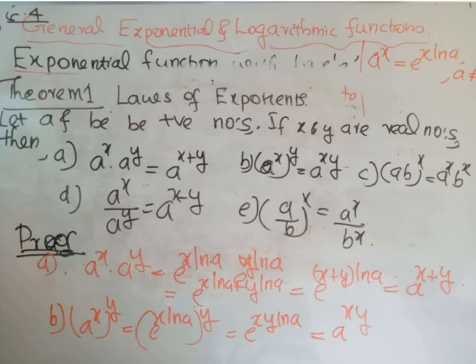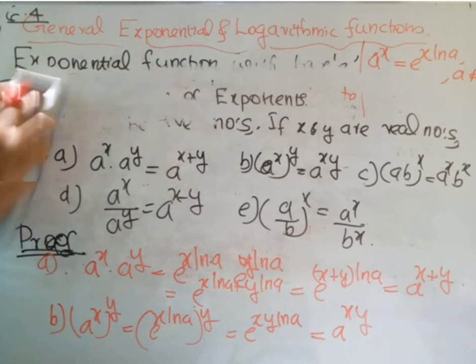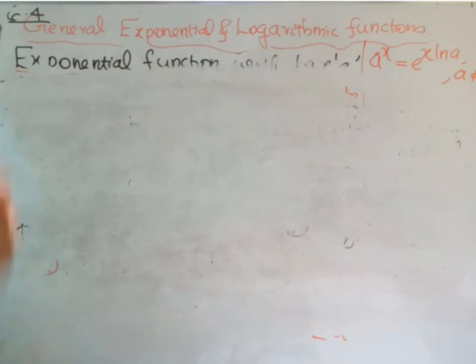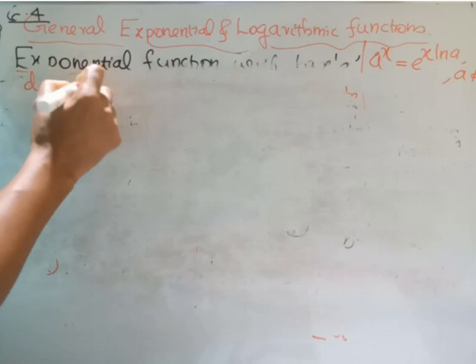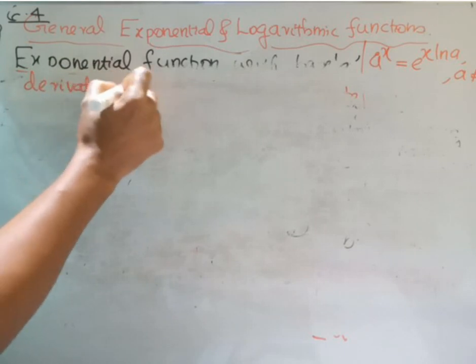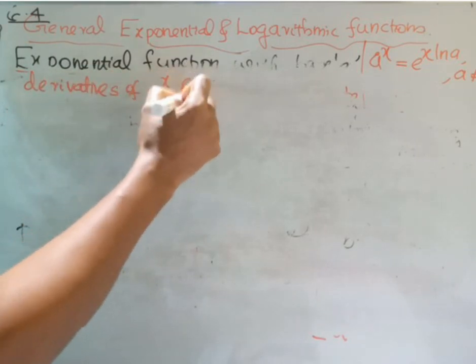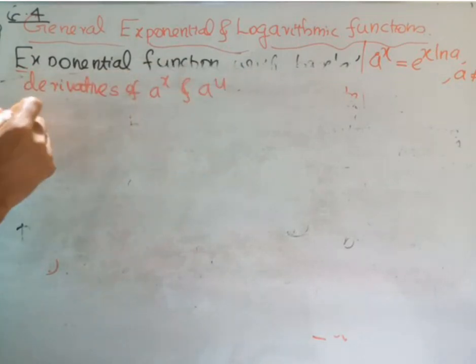Next, what will be the derivative of a raised to x, and the chain rule? Using the chain rule, how to calculate the derivative of a raised to u, if u is a function of x. The derivative of a raised to x and a raised to u.